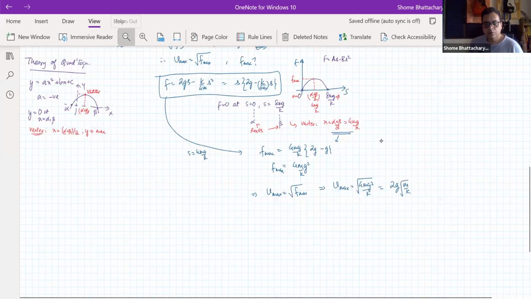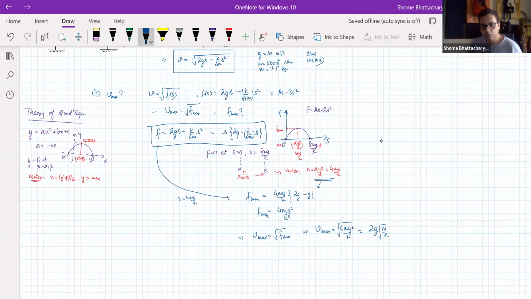Okay, so here now we should be getting the maximum speed's numerical value as square root of 2 into 10 into square root of mass, which was 7.5 kg, divided by this. Okay. This is the maximum speed I am getting in meters per second.